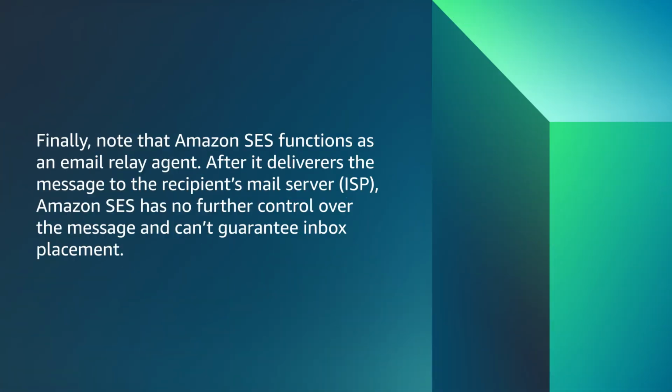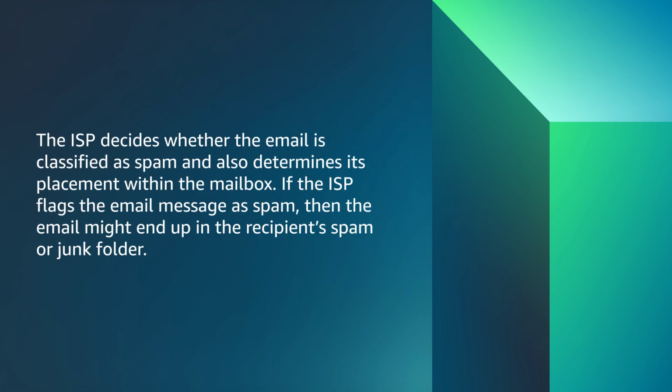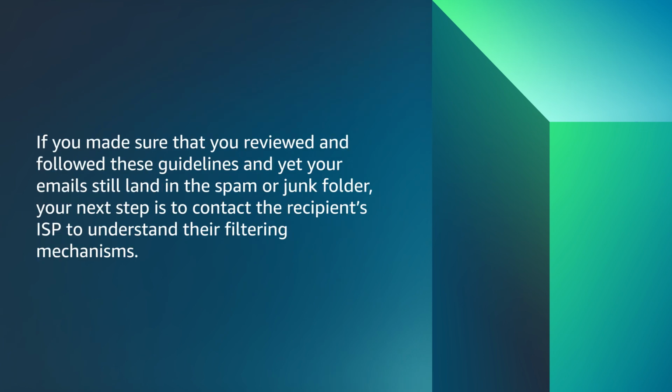Finally, note that Amazon SES functions as an email relay agent. After it delivers the message to the recipient's mail server ISP, Amazon SES has no further control over the message and can't guarantee inbox placement. The ISP decides whether the email is classified as spam and also determines its placement within the mailbox. If the ISP flags the email message as spam, then the email might end up in the recipient's spam or junk folder. If you reviewed and followed these guidelines, and yet your emails still land in the spam or junk folder, your next step is to contact the recipient's ISP to understand their filtering mechanisms.